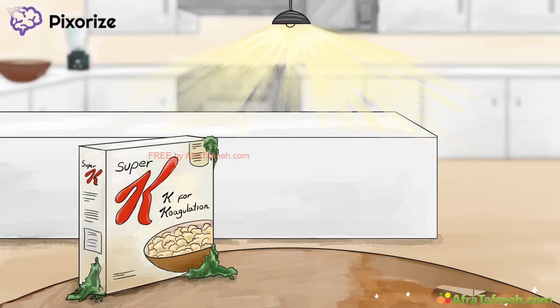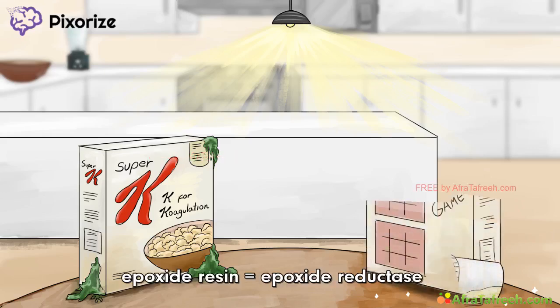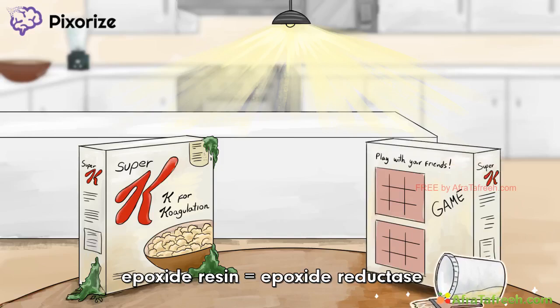Now, if we turn our attention to the other side of the table, we'll notice a tub of epoxide resin next to another box of cereal. Looks like this table was just refinished, like minutes ago. This epoxide resin is our symbol for epoxide reductase. Epoxide reductase is responsible for reducing vitamin K epoxide to its active form, vitamin K. Once activated, vitamin K can perform its essential functions.